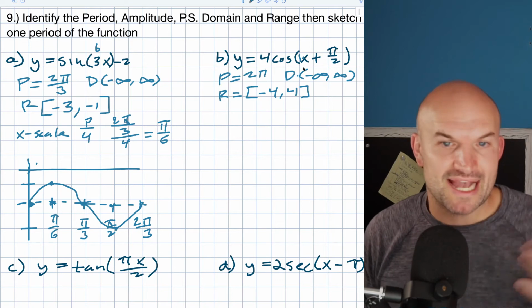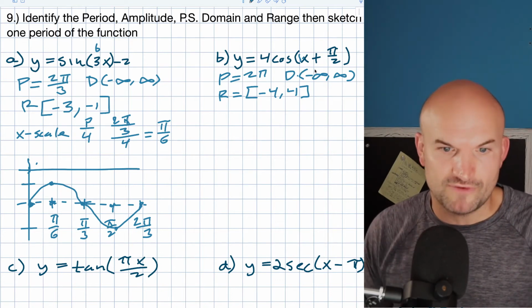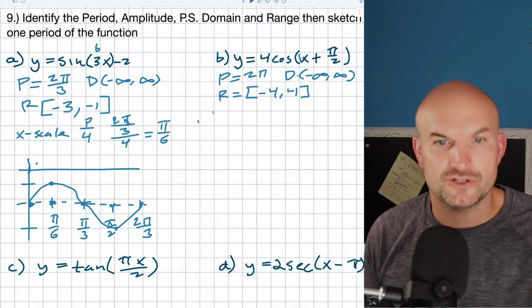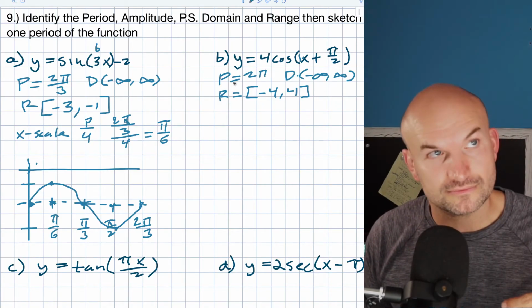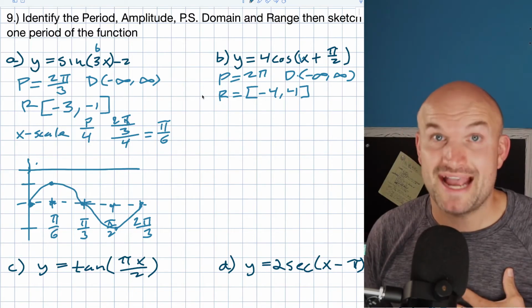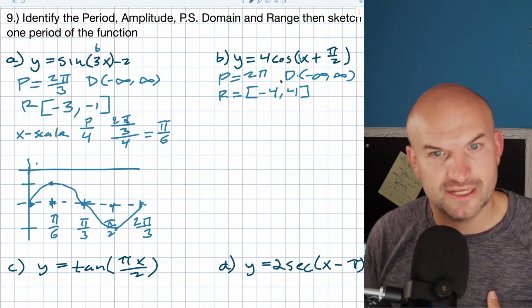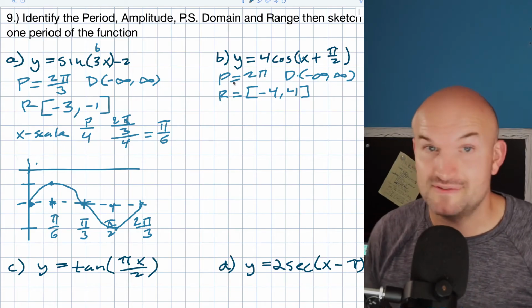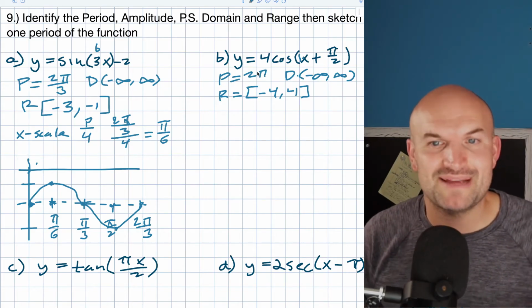Okay. Now my x scale is still going to be like the general parent function, which is every pi over 4, right? Take your period divided by 4. So 2 pi divided by 4. Sorry, it's pi halves. It is pi halves. It's going to be every pi halves.